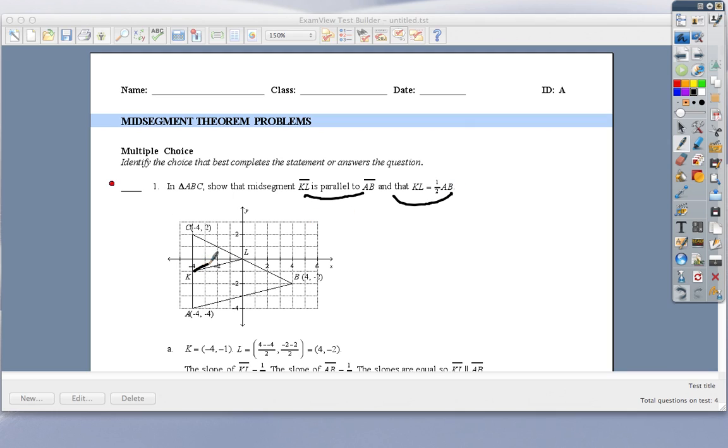So we want to show that KL is parallel to AB. We want to show that KL is half of the length of AB. So it's on a coordinate grid, so we have to work with the coordinates. Now let's start with the parallel. We learned in chapter 3 that for lines to be parallel, their slopes have to be the same. So parallel means same slope.